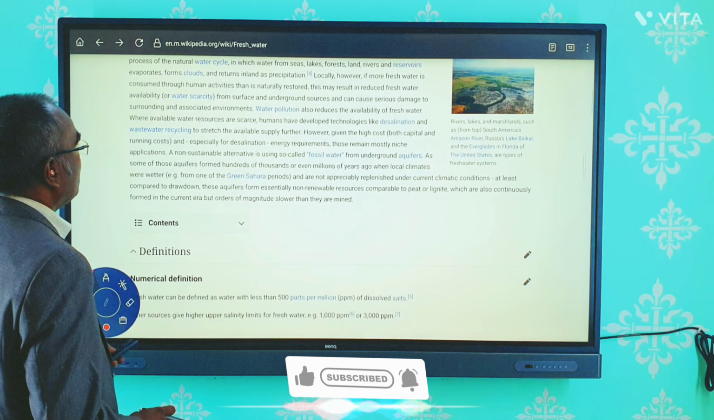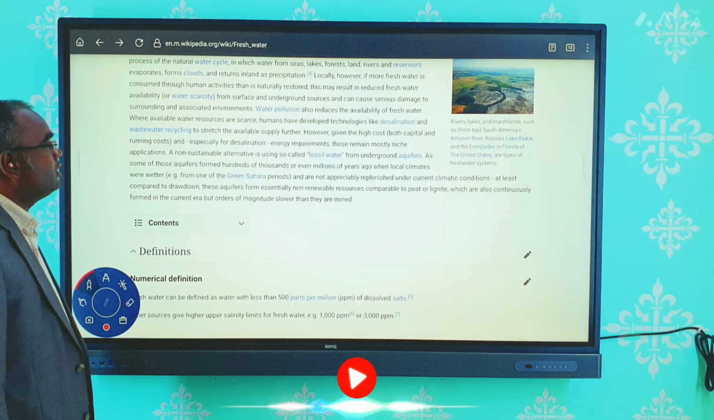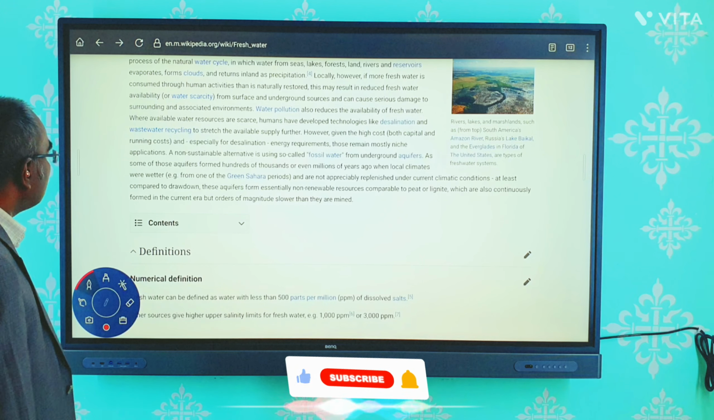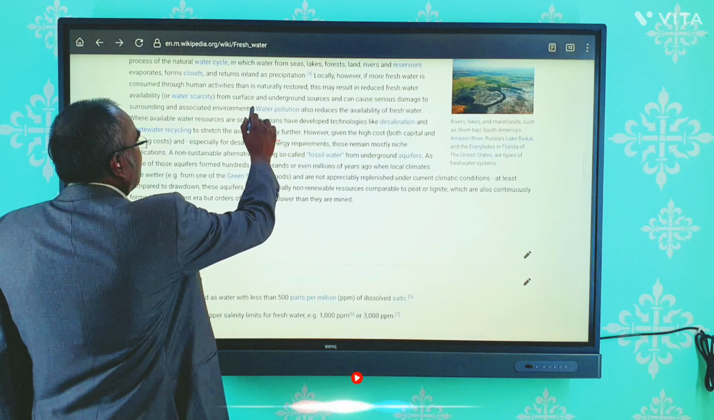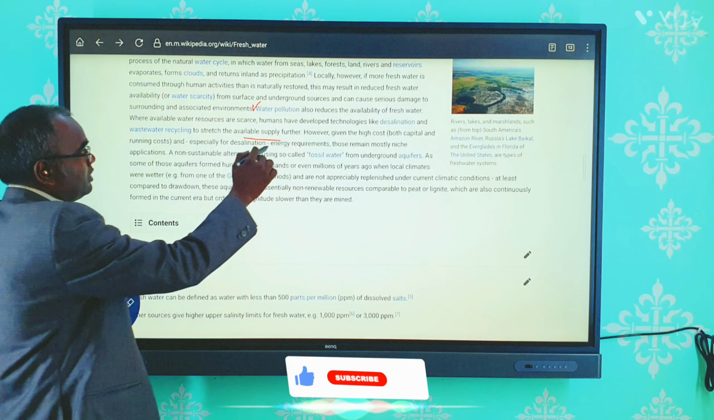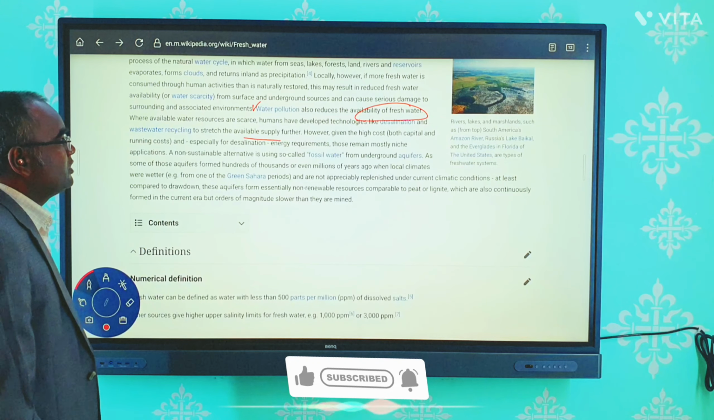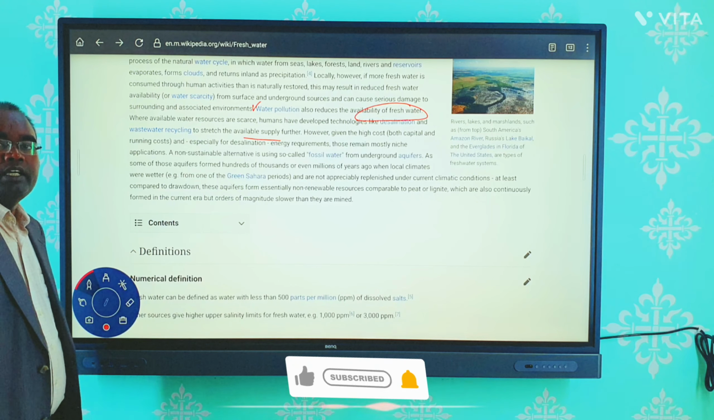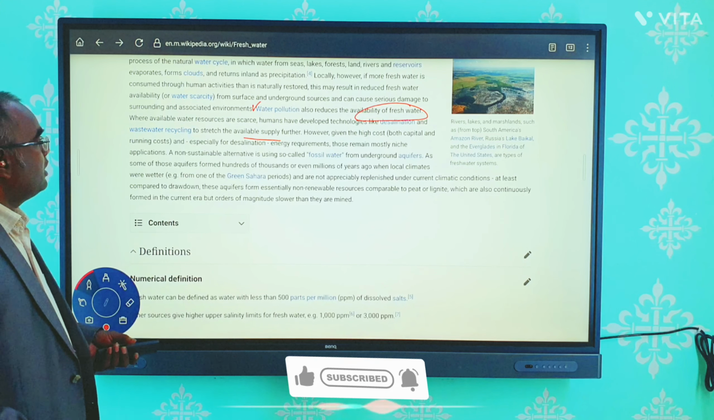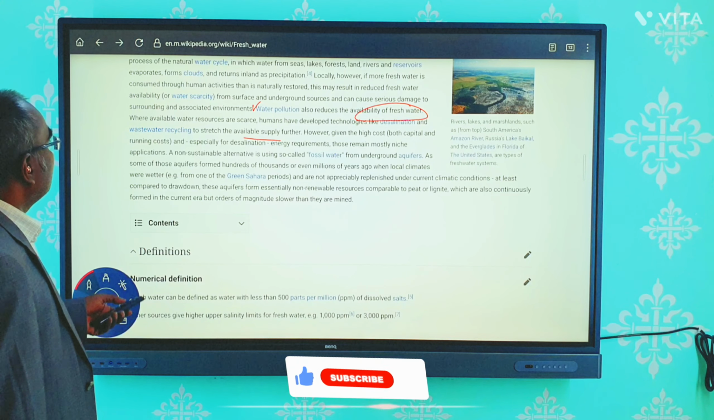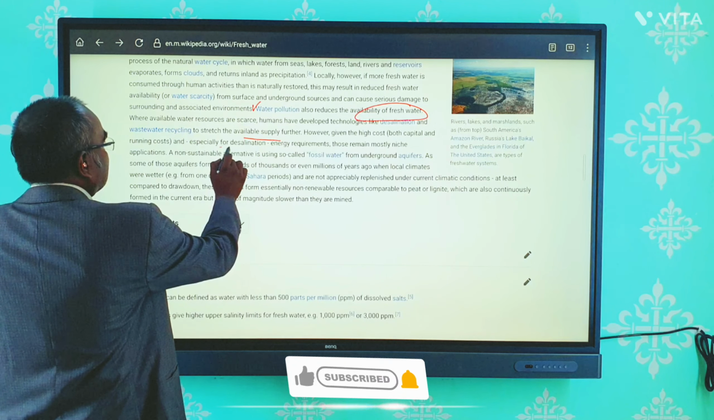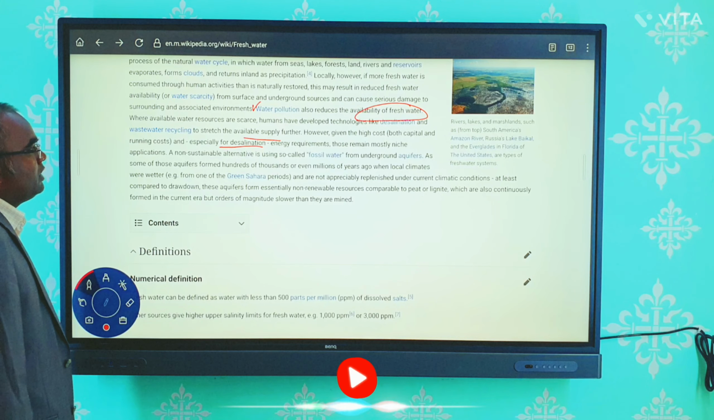Further, you can see water pollution also reduces the availability of fresh water. Where available water resources are scarce, humans have developed technology like desalination and wastewater recycling to stretch the available supply further. You know that water can be polluted, and due to that the availability of fresh water reduces, right? As human beings, we have developed advanced technology to make saline water fresh, and that adds to the fresh water. However, given the high cost and, especially for desalination, energy requirements, those remain mostly niche applications.